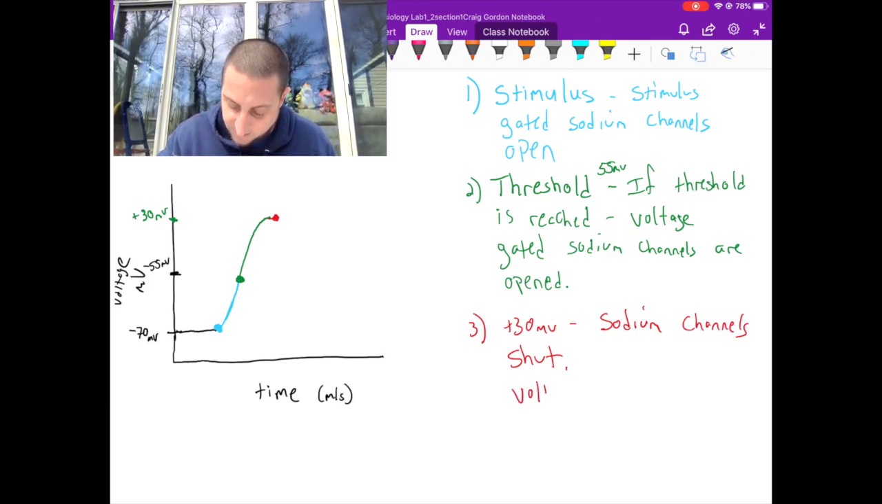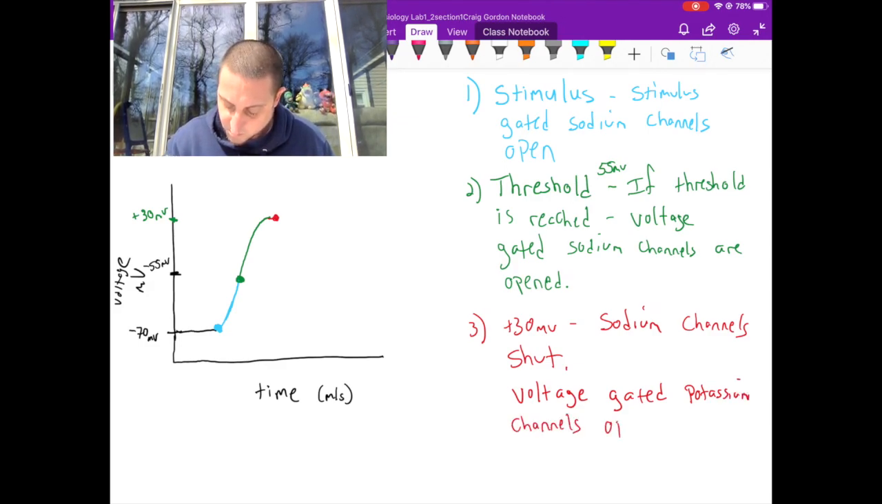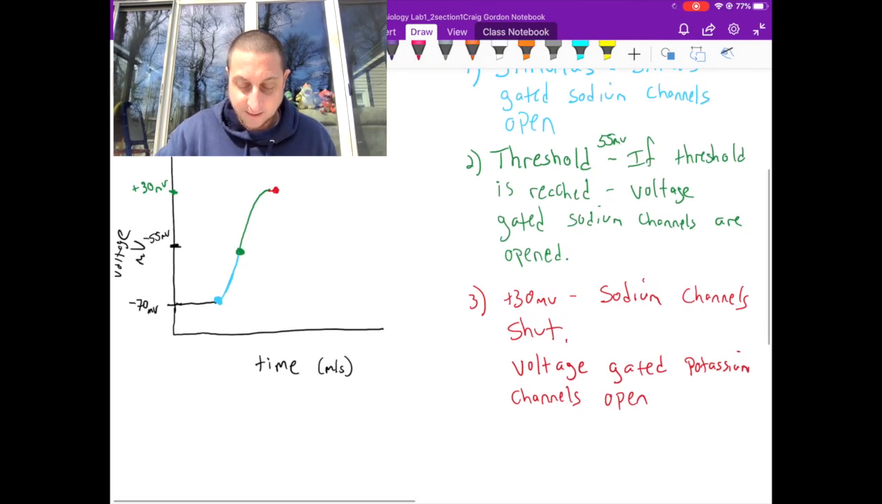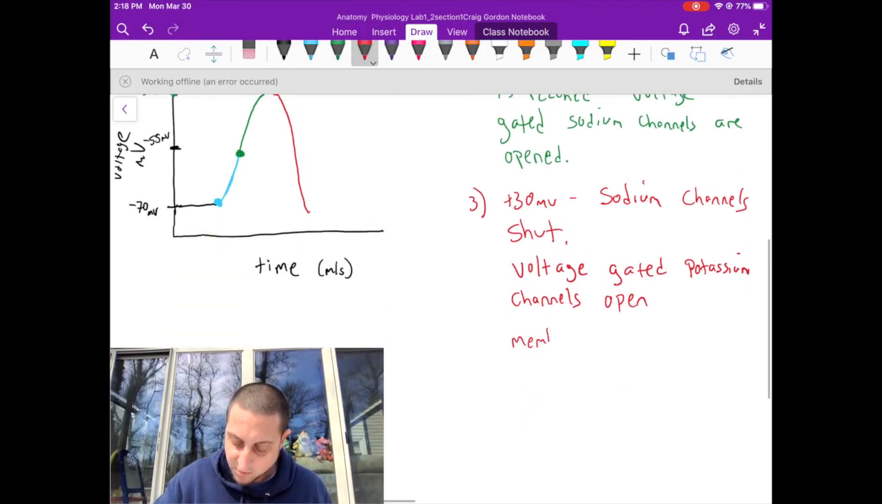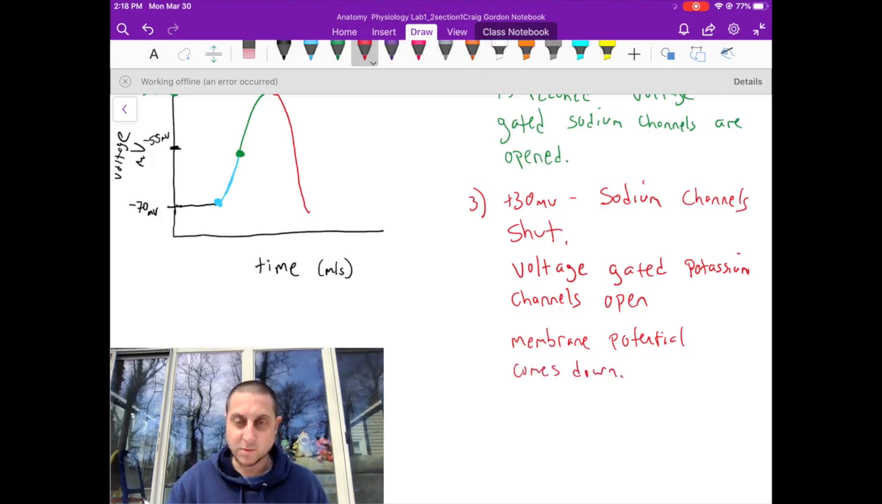So, voltage-gated potassium channels open. Then you start to have your membrane potential come down. Membrane potential comes down. We become more negative.